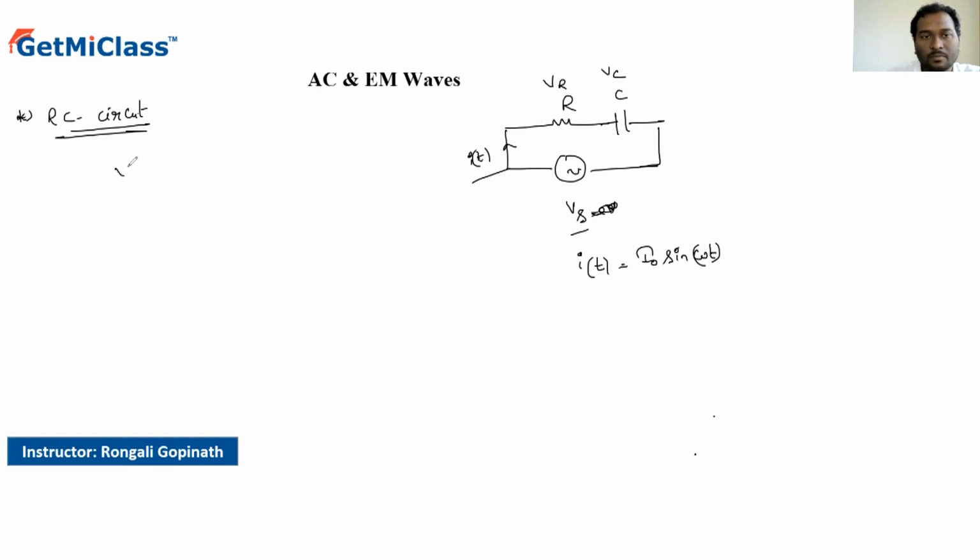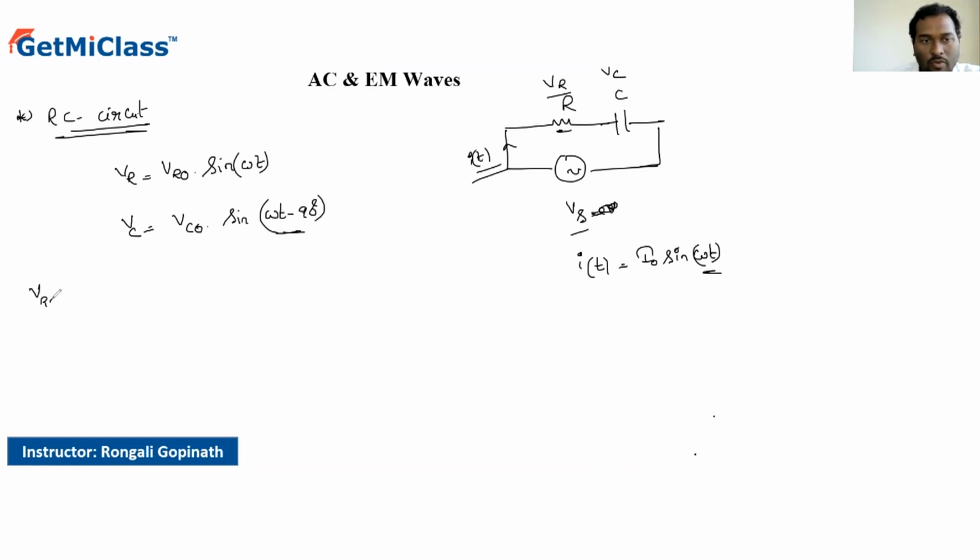Since VR equals VR naught into sine of omega t, because there is no phase difference between voltage and current in the case of a resistor. Whereas in the case of a capacitor, it is VC naught into sine of omega t minus 90, because we just learned that in a capacitor, the current leads the voltage by 90 degrees. So the phase of the current is omega t, so the phase of the capacitor should be omega t minus 90. Only then is the current leading the voltage by 90 degrees.